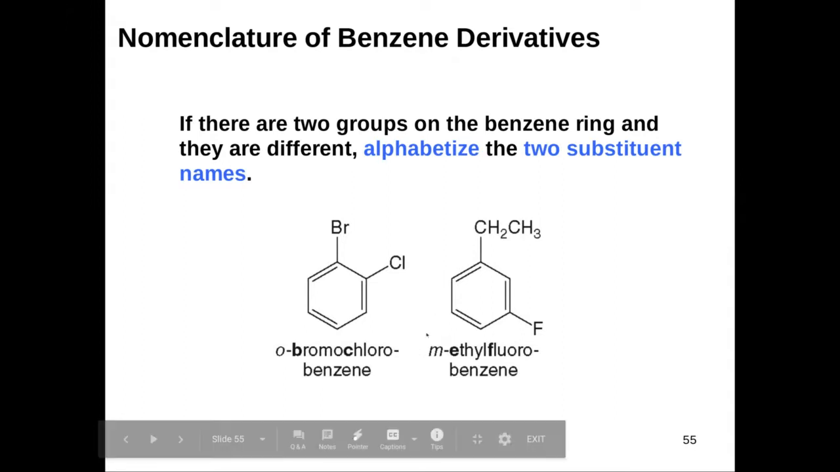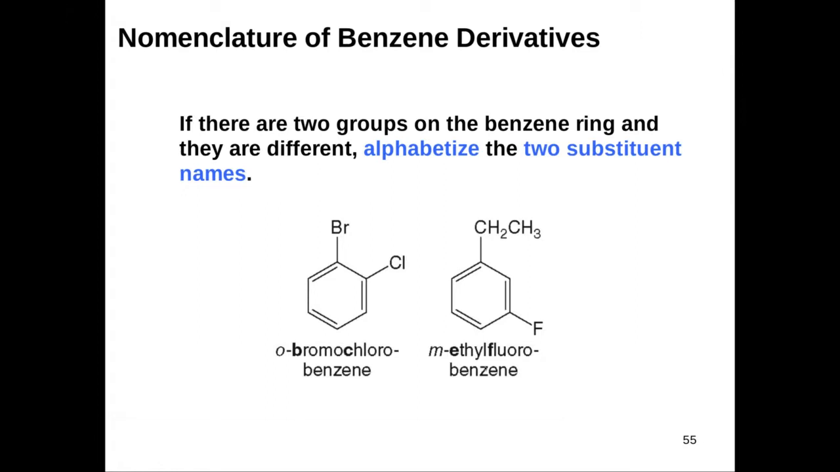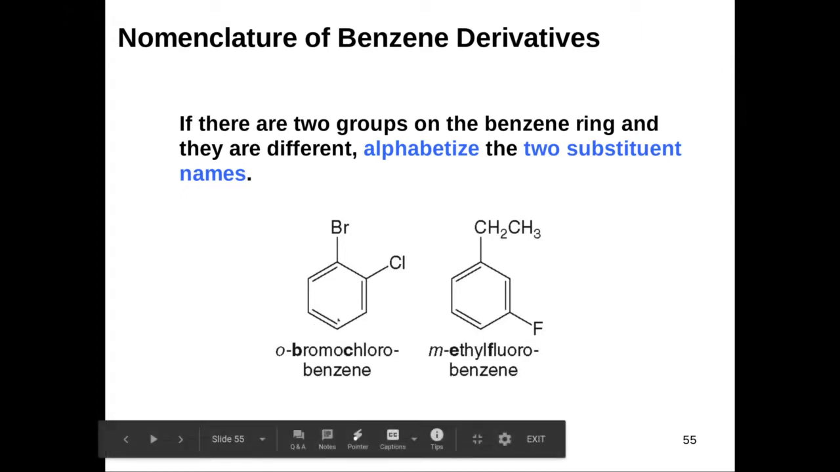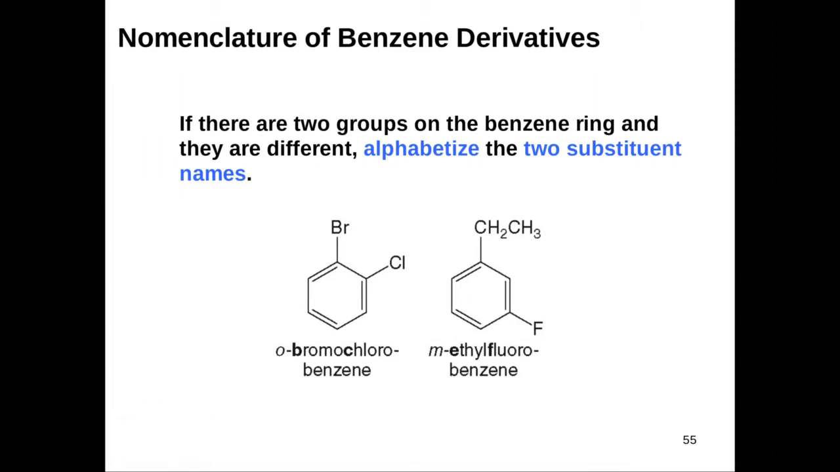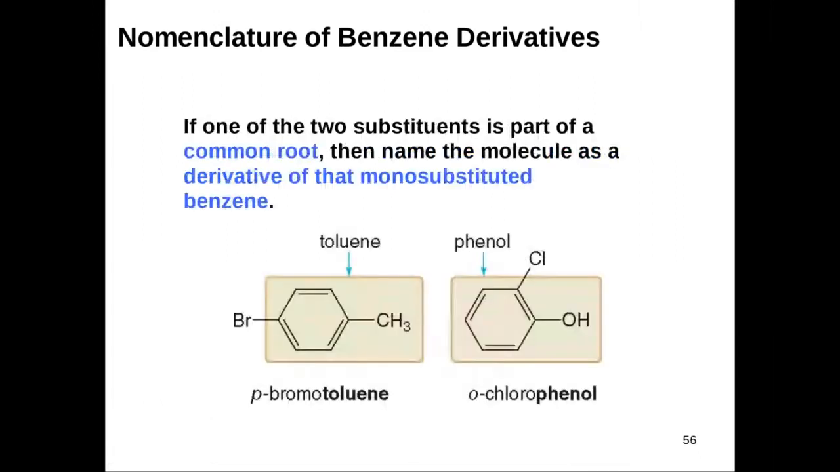They're in the m position, meta position, and they're on a benzene ring. So you don't have to write cyclo or anything like that. Remember, anytime you see this, it's benzene. So just simply a benzene ring. So you always have to alphabetize. There's no particular naming conventions that you have to remember for this one, which is nice.